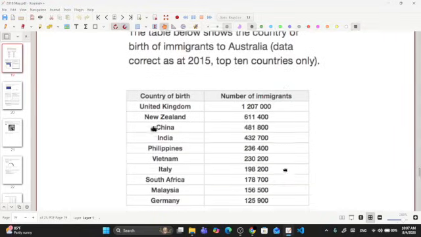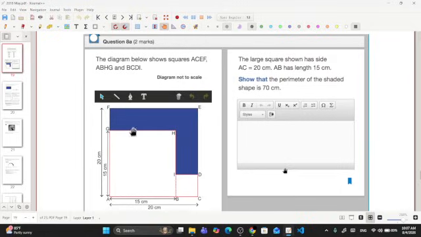This is question number 7. The diagram below shows squares ACEF, ABHG, and BCDI, three different types of squares. The large square shown has side AC equals 20, AB has length 15. Show that the perimeter of the shaded shape is 70 centimeters.